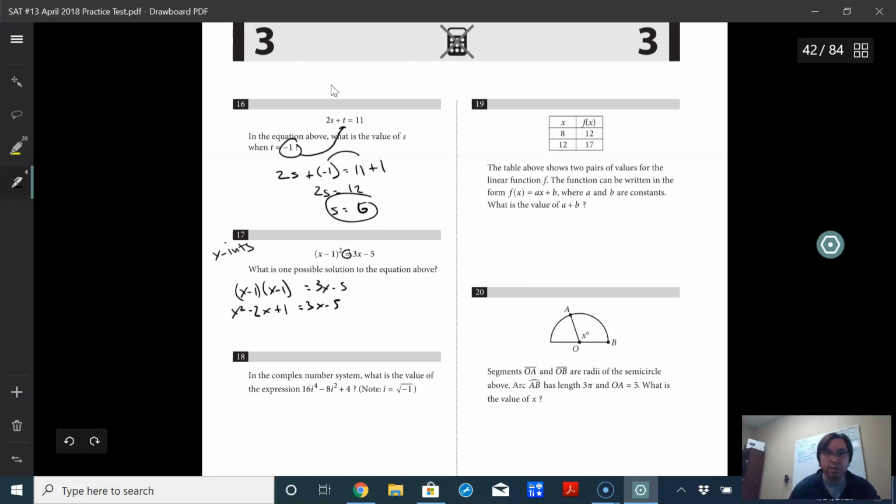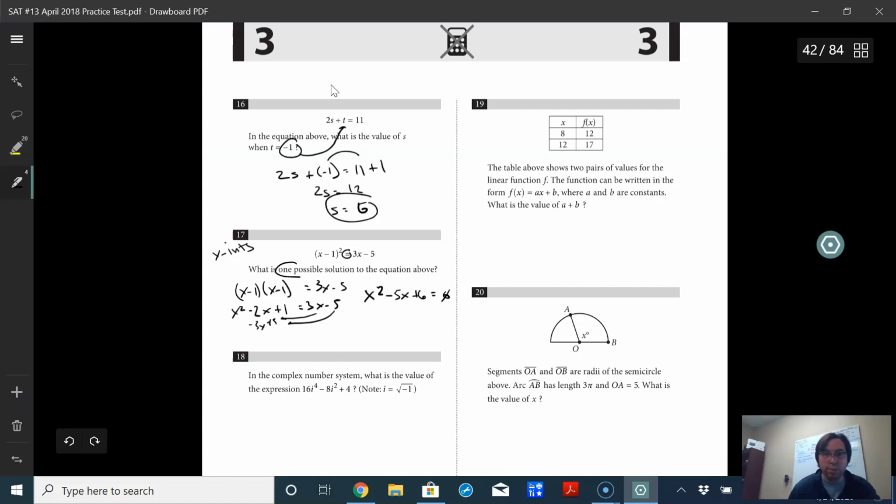And we want to set everything to 0. So we want to move all these pieces over here. So now we have minus 3x and then plus 5. Let's give us some more room here. So we now have x squared minus 5x plus 6 equals 0.